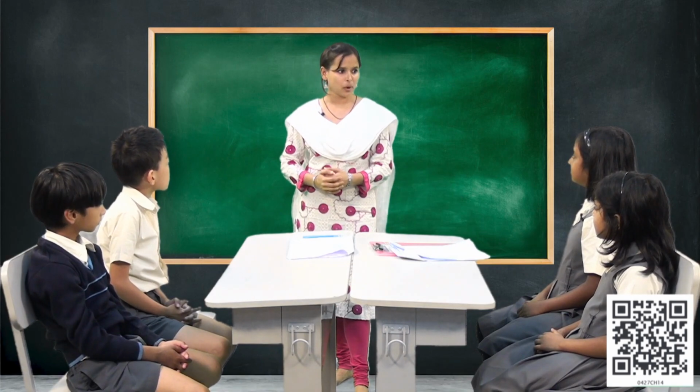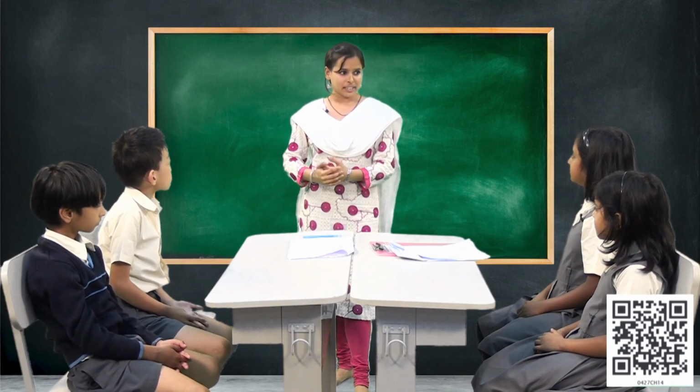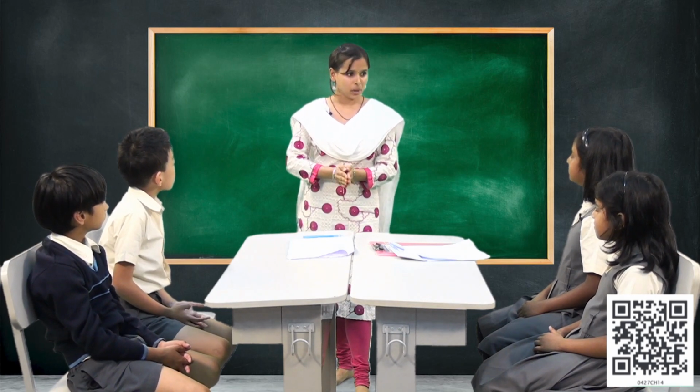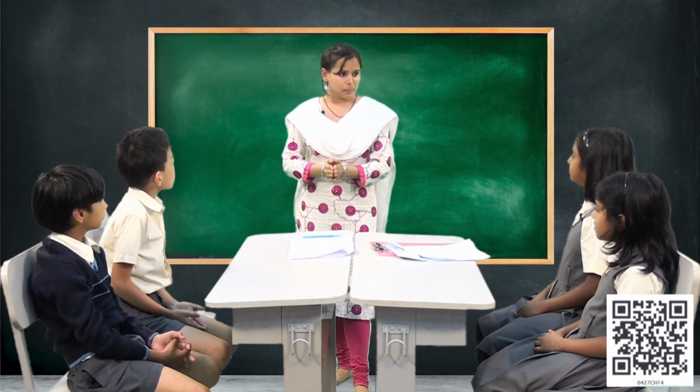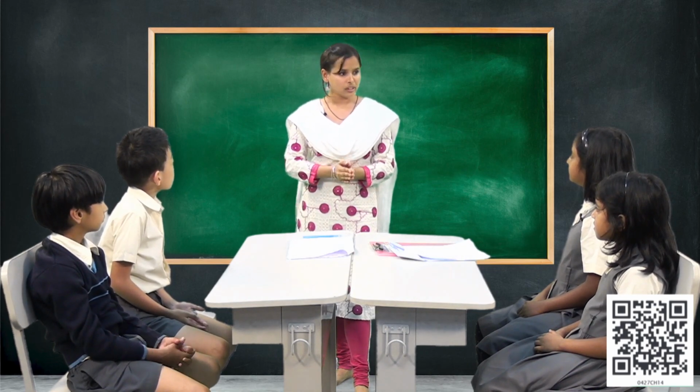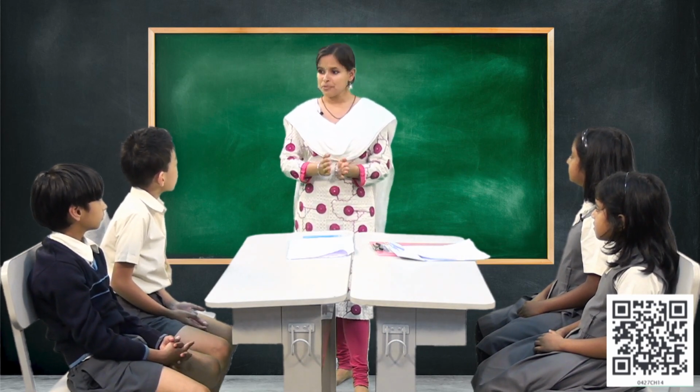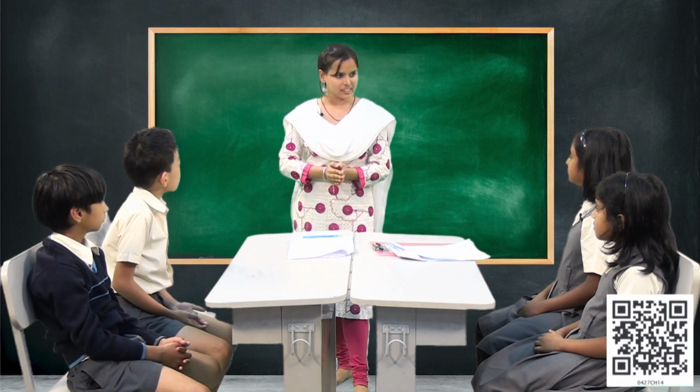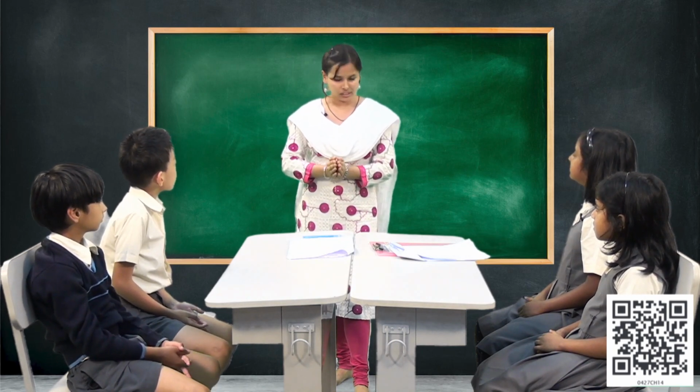So children, in today's class we have learnt about Basava's farm, that is farming. We have also learnt about various implements that are used for farming. We have also learned the difference between farm and field. Lastly, we have learned about the entire process of onion crop.